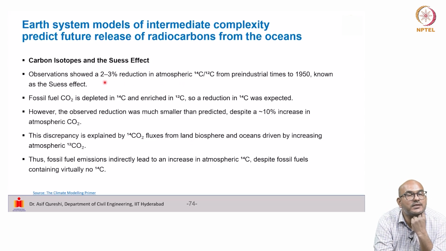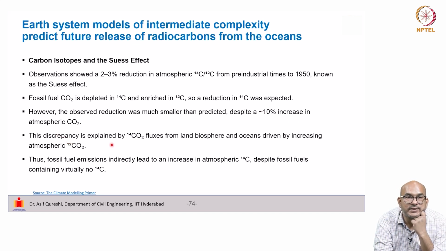Now, observations have shown a 2.2 to 3% reduction in the 14C to 12C ratio from pre-industrial times to 1950, known as the Suess effect. Why? Because fossil fuel is depleted in 14C and enriched in 12C. So, a reduction in this ratio was expected. But the observed reduction was much smaller than predicted, despite a 10% increase in atmospheric CO2.